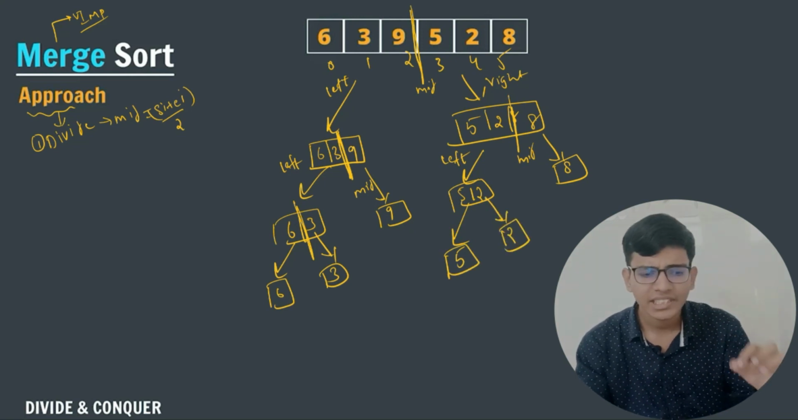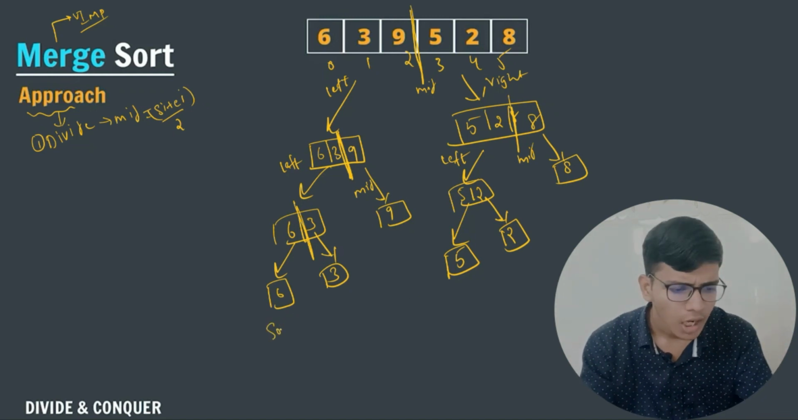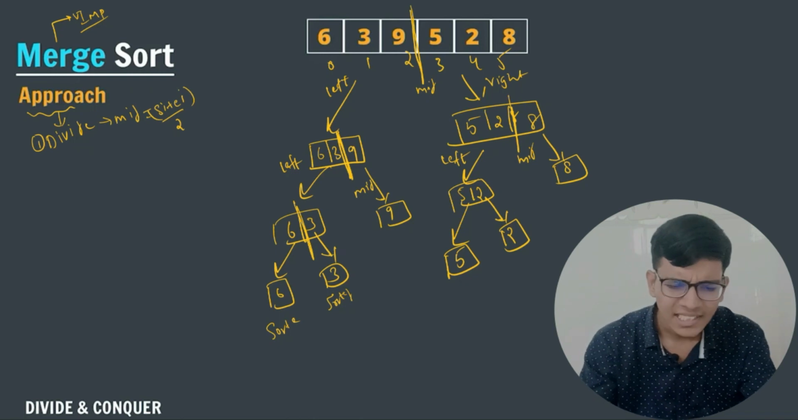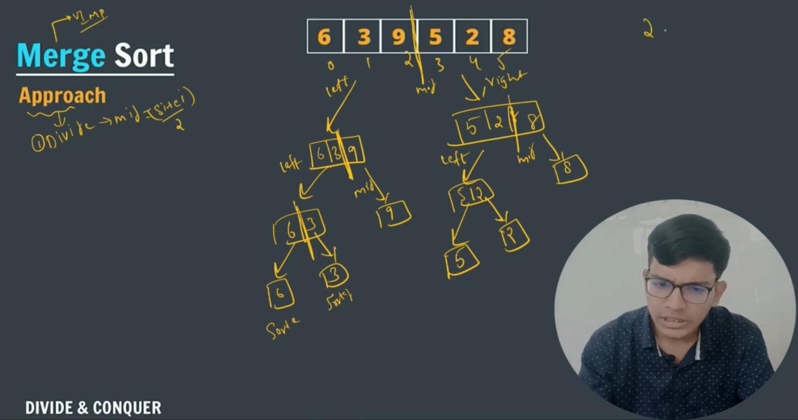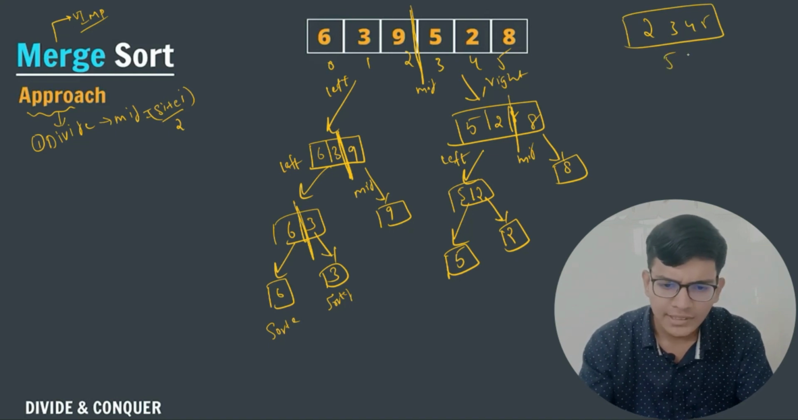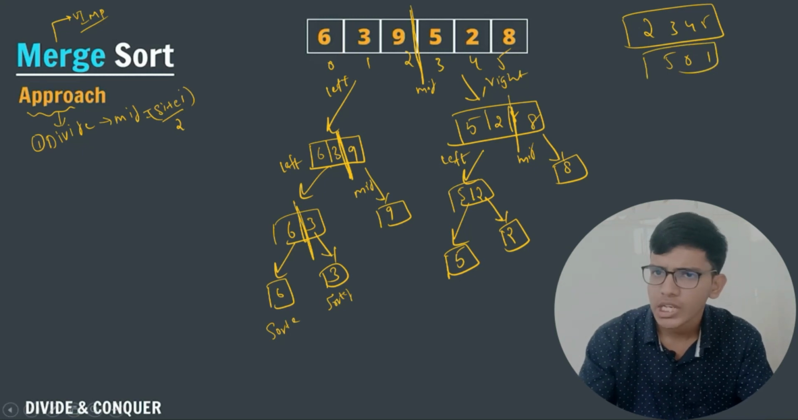So when I get a single element, can I say that the single element is itself sorted? So 6 is sorted, and 3 is also sorted. When I get a single element, there is no need to compare. Suppose we take 2 3 4 5 as my array. Can I say that this is sorted? Yes, sorted. Let us take another example, 5 0 1. Is this sorted? No, it is not sorted because the elements are arranged randomly.